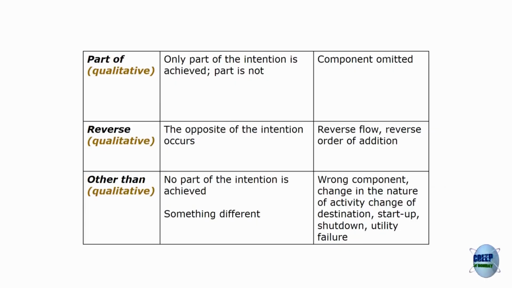Now, only part of the intention is achieved, but part is not. Suppose it's a binary mixture that is supposed to come through the pipeline, but one of the components is missing. So part of the intention is there, but the other part is not. That's also a deviation. So when I apply the guide word part of to flow, it means that some component in the line is missing, which is an abnormality.